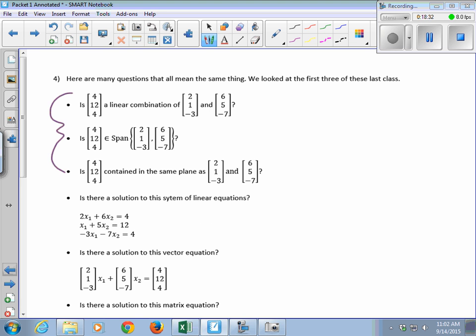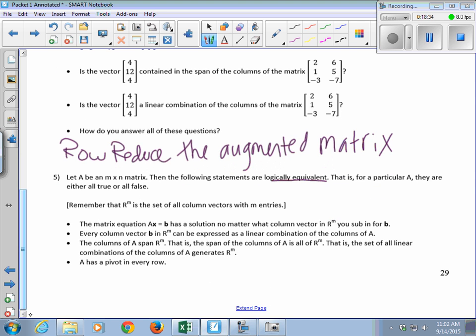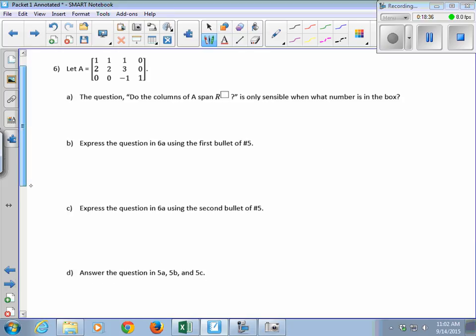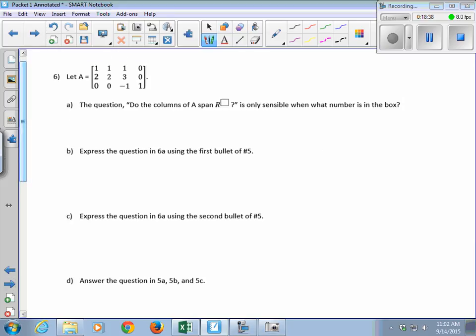All right, we're still doing the demo. This is a long one. I've got a matrix A. The question, do the columns of A span R what space, is only sensible when what number is in the box? Is this matrix augmented or is this coefficient? This is a coefficient matrix.